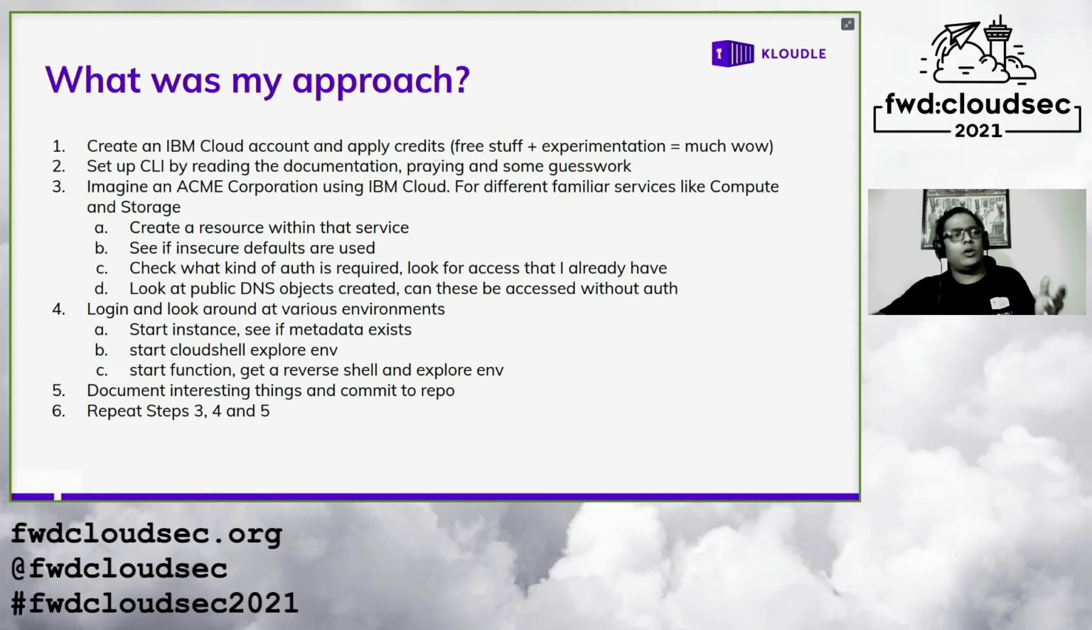I logged in, I looked around various environments, especially compute services, started an instance to see if metadata exists. Spoiler alert, there's no metadata instance in virtual machines in IBM Cloud. Start the Cloud Shell, explore the environment, what kind of container environment is it. Generally start a function, get a reverse shell into the function, look at what the environment has to offer. Document these things, commit to the GitHub repo, and then repeat steps 3, 4, and 5. That's the primary approach that I took. Right? Coming from IBM Cloud being an unknown monster.